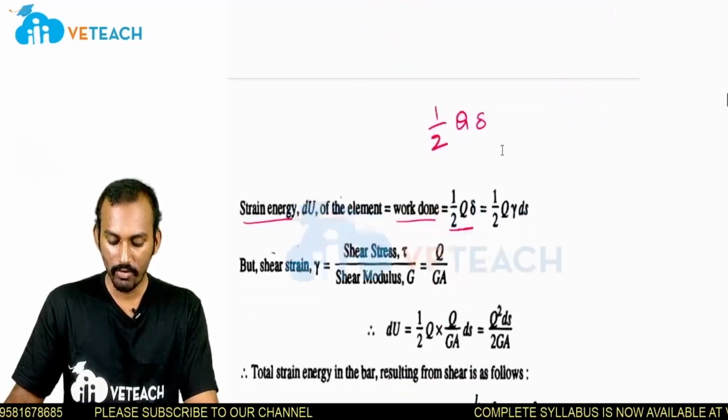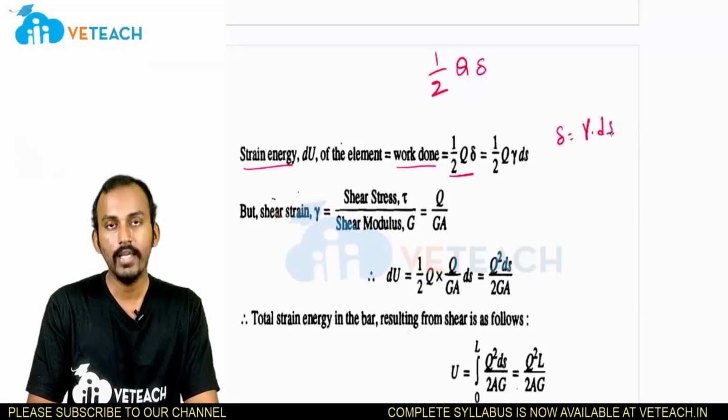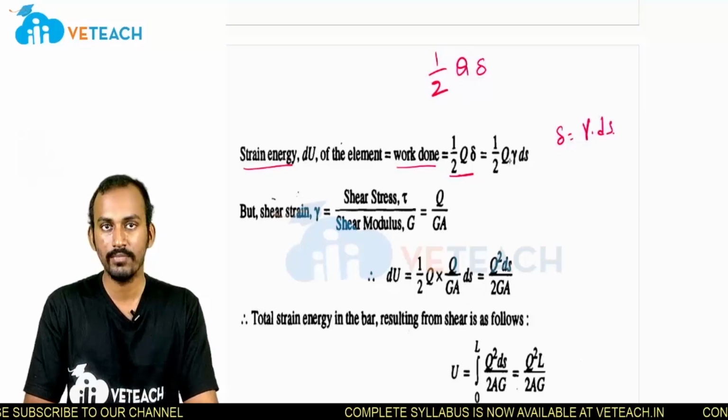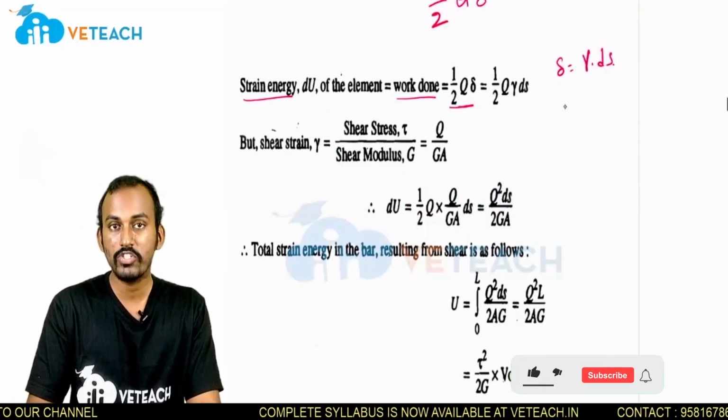So that is how we obtain the expression for delta. Delta is equal to gamma into ds, and I just substitute this value here. But we know the formula for the shear strain. What is the formula for the shear modulus?